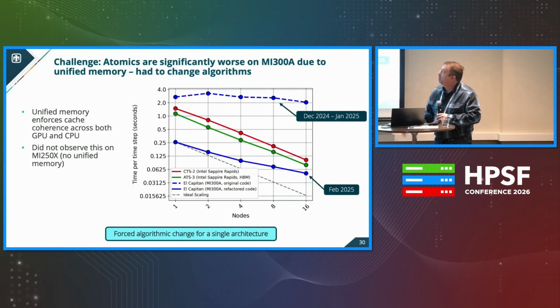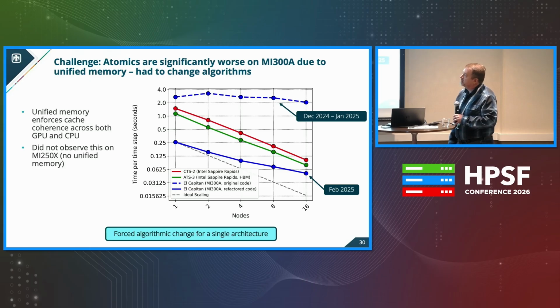Last slide. One thing that surprised us, this caught us on the MI300. So we ran on the MI250s, and we didn't see any problems. But what we did see was that on the MI300s, because it had unified memory, they enforced cache coherence across the GPU and CPU. So it turned out the atomics were a lot slower, and we were using a lot of atomics. So you can see the blue dotted line. When we first jumped on the MI300s, we were much slower than the CPU kernels.